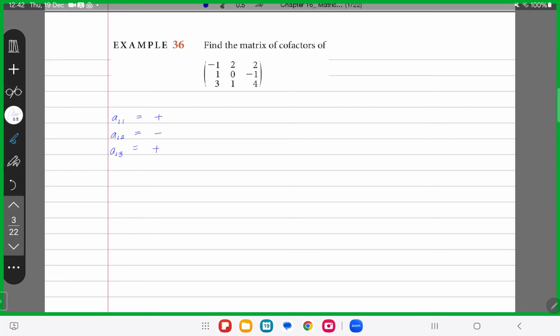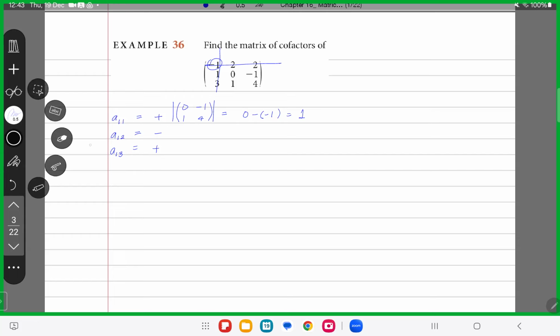How do we find a cofactor element? We're finding the cofactor for the first element in the matrix, first element, first row. You're going to ignore the elements in the first column and the first row and find the determinant of the matrix that remains. So the matrix that remains is 0, minus 1, 1, 4. So this is 0 minus minus 1, which is 1.